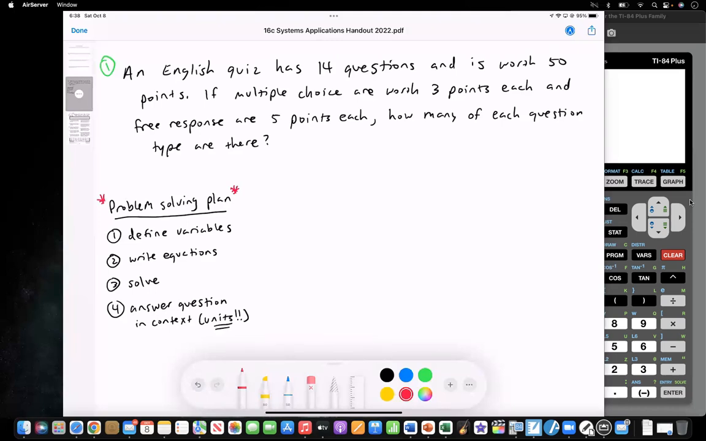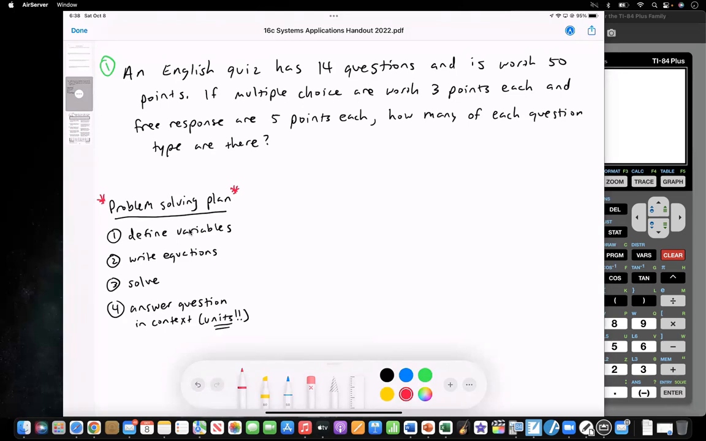It tells me it has 14 questions and it's worth 50 points. So multiple choice are worth 3 points, free response are worth 5, and we want to find how many of each question type there are. All right, so with these systems, since we have 2 equations, we're going to be looking at 2 different variables. So step 1 is we want to define our variables.